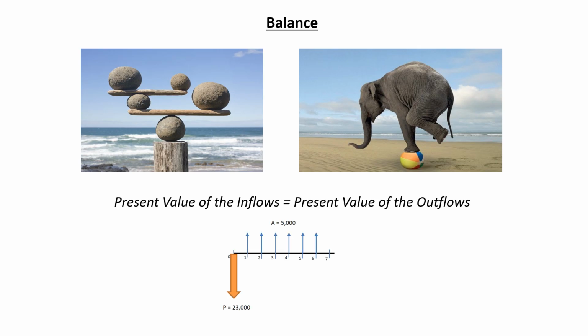So let's take this illustration as an example. What if you had to pay $23,000 now, but by doing that, it meant that you're going to get 6 equal annual payments of $5,000. So how many dollars total are you getting as inflow?